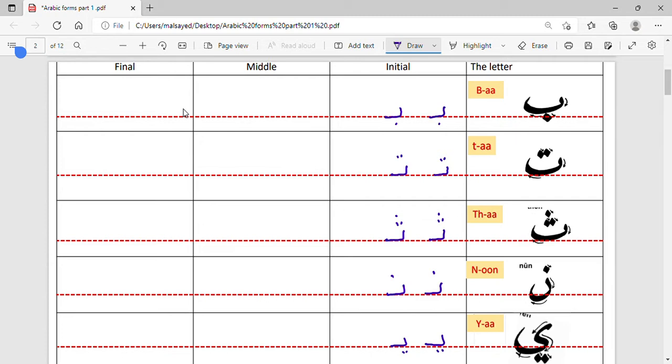The only difference is just the letter. These letters need a right hand to connect with the letter before, because these letters connect from both sides, the right and the left. So I'm going to show you the middle form of the ba. This is the middle form of the ba, the right hand and the left hand to connect. That's the middle form of the ba.